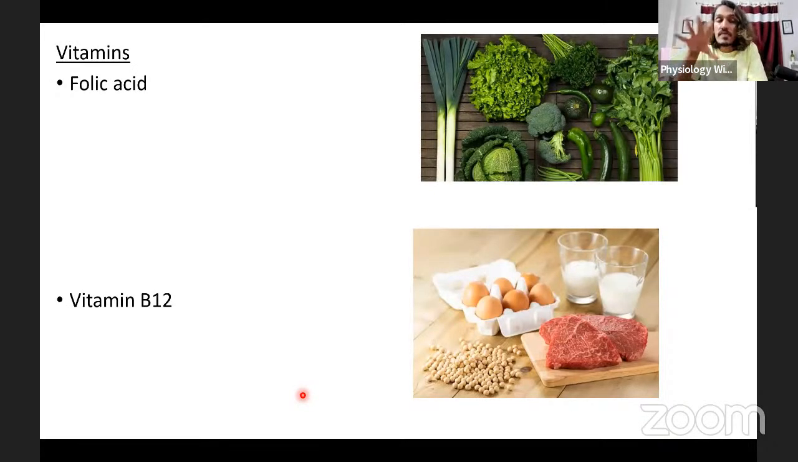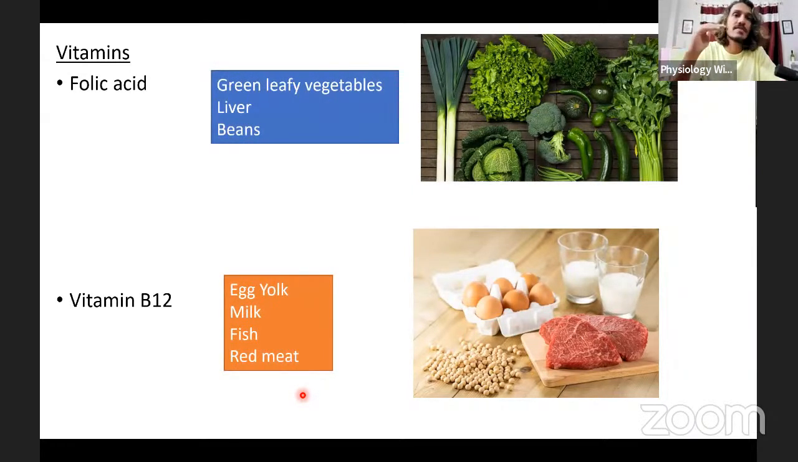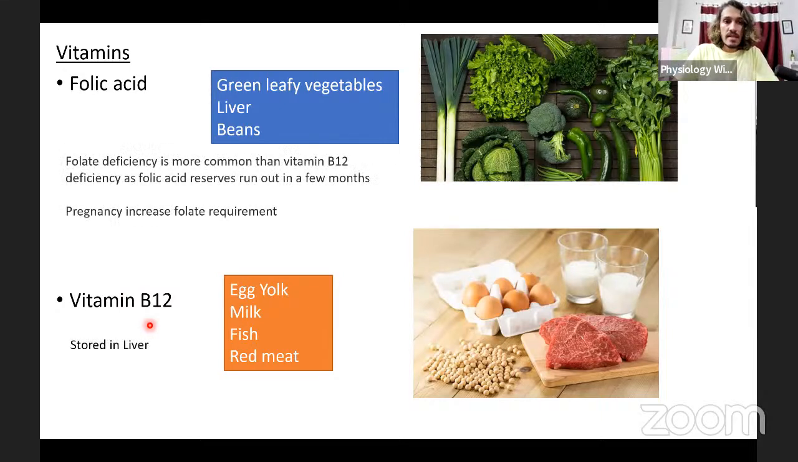Now, these two things that we're talking about, folic acid and vitamin B12, are very important for erythropoiesis. Folic acid is usually found in green leafy vegetables. On the other hand, in meaty products, milk, red meat, fish, egg yolk, that is where vitamin B12 is found. So in vegetarians, generally vitamin B12 can go down. Now this vitamin B12 is stored in the liver and it can last for a long time. So there should be a prolonged period of deficiency for it to actually manifest.